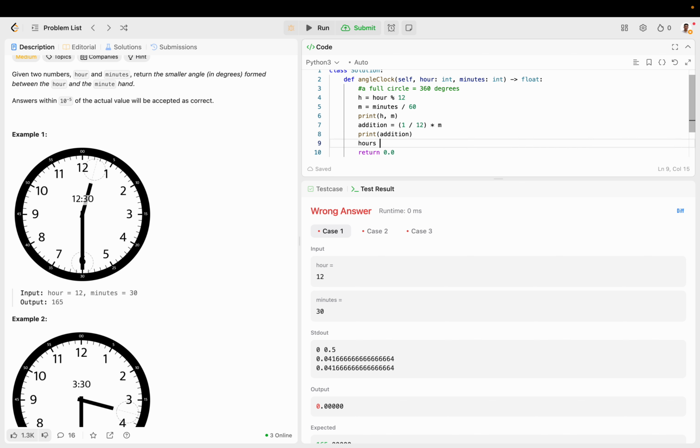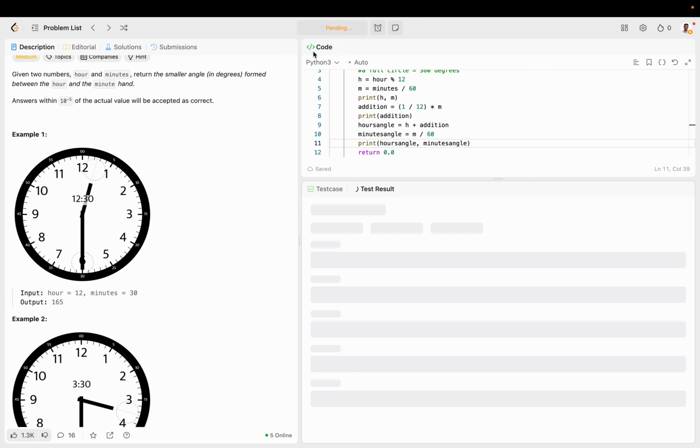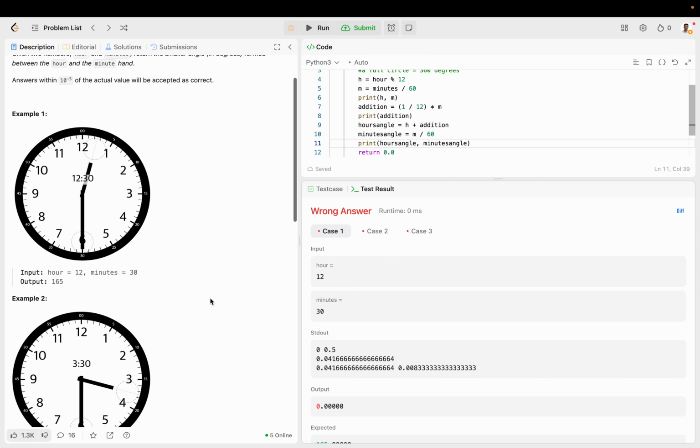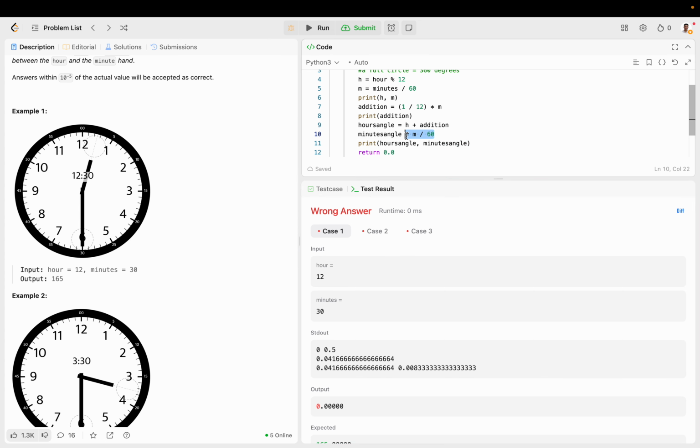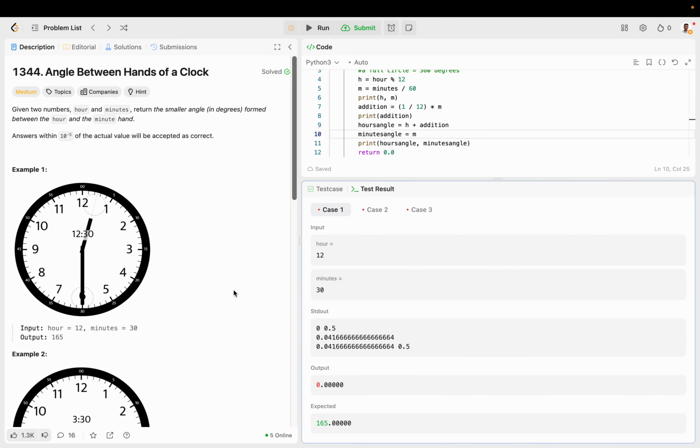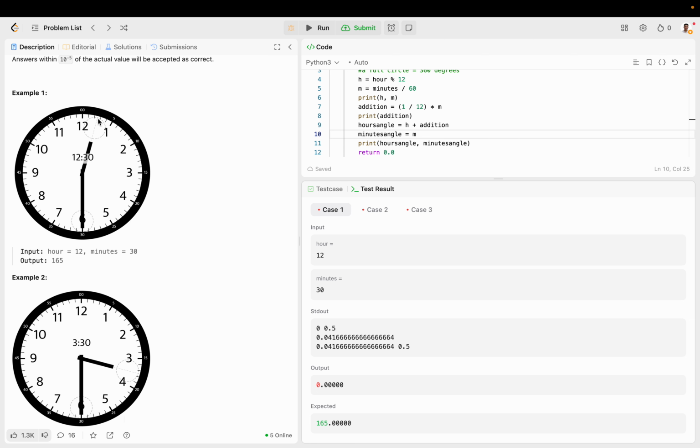So let's call this hours angle and let's call this minutes angle. Hours angle equals H plus addition, and minutes angle is just M divided by 60. Let's print this out. Nope, that's not right. The minutes angle is just minutes, I think. So 0.5, yep. 0.4%, yep. Okay.